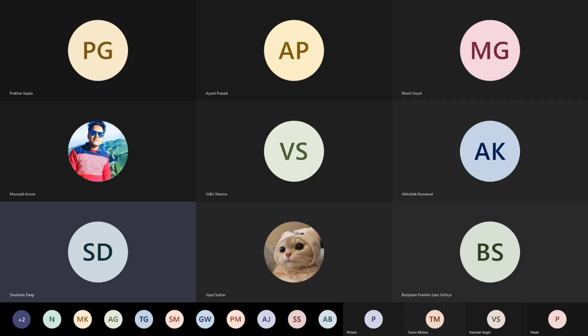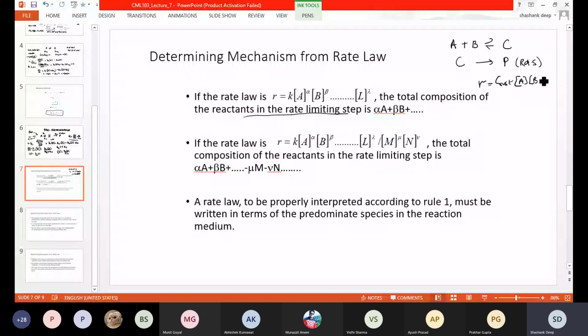Or you can say A into B. So now you can see that in the rate limiting step, C is there. What does C consist of? A and B, right? A plus B. So C consists of A and B, and that's why it should be order 1 with respect to A, and 1 with respect to B. And I will prove this, but keep this in mind.